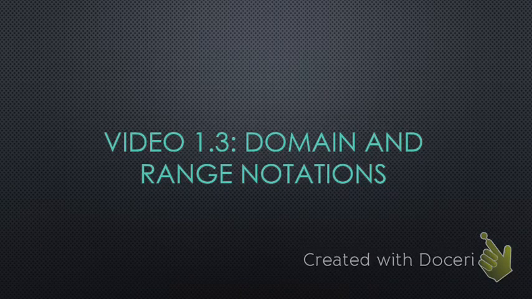Alright, so this is video 1.3. It's going to be over domain and range notations. Previously with domain and range, we've simply just listed the x values or listed the y values. Here, we're going to be listing an interval, or what x or y value can be between for it to be true. It's for continuous graphs versus discrete graphs.